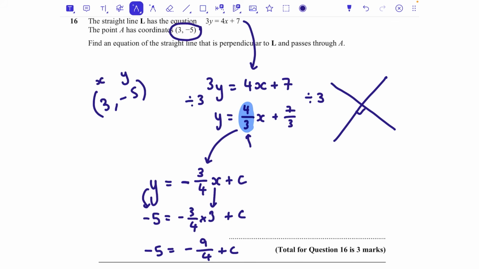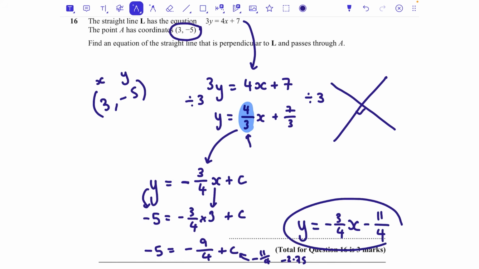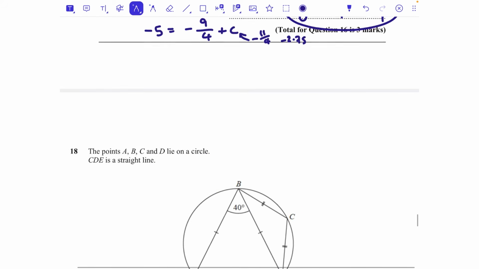So my final answer, that tells me what c is, by the way, minus 11/4, and you can write it as minus 2.75 if you would like. My final answer for my perpendicular line is y equals minus 3/4 x minus 2.75 or minus 11 over 4. That is perpendicular and going through (3, -5).